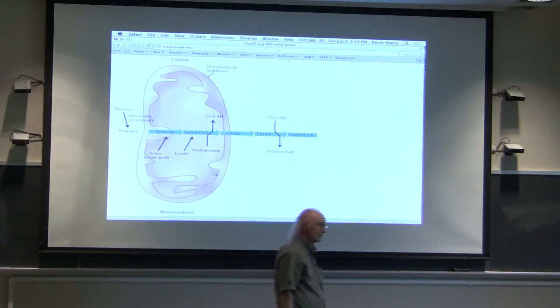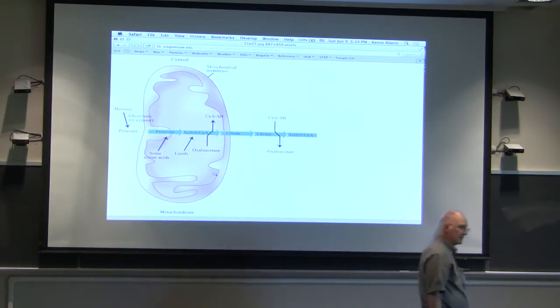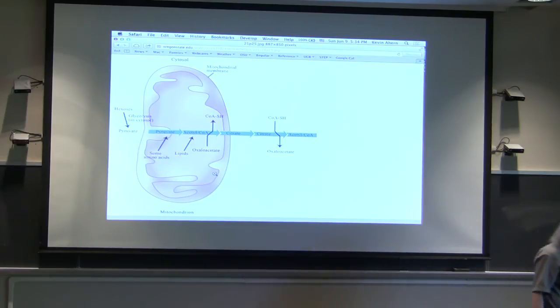Yes, sir? How does the CoA get in there? Mitochondria really are very interesting little structures. They've got plenty of enzymes in there for making a lot of things, one of which is CoA. So they make CoA, they make NAD.